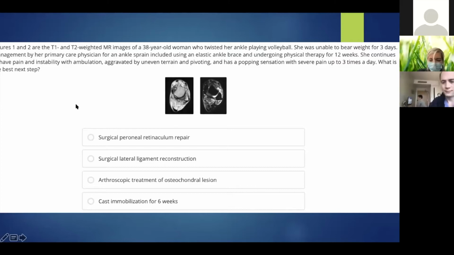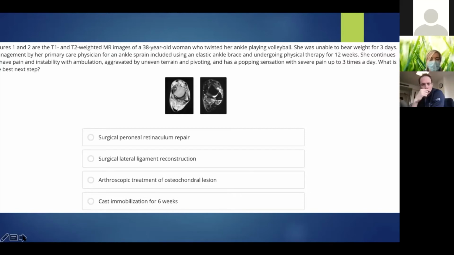Right. So figures 1 and 2 are the T1 and T2. No helping, Pagani. Volleyball. She was unable to bear weight for 3 days. Management by her primary care physician for an ankle sprain included using an elastic ankle brace and undergoing PT for 12 weeks. She continues to have pain and instability with ambulation, aggravated by uneven terrain and pivoting, and has a popping sensation with severe pain up to 3 times a day. What is the best next step?